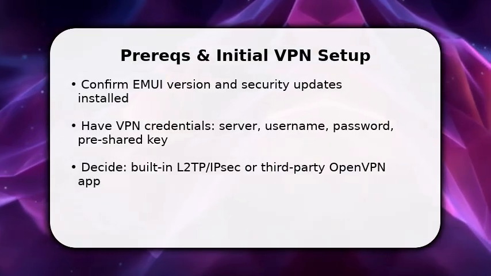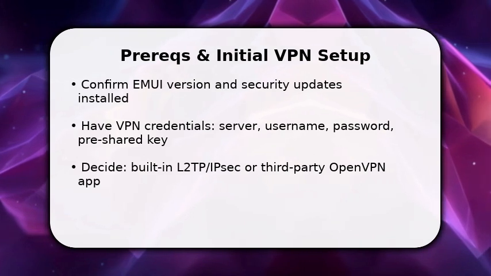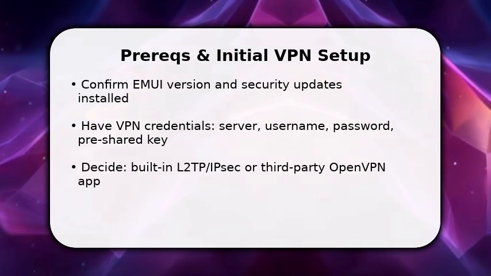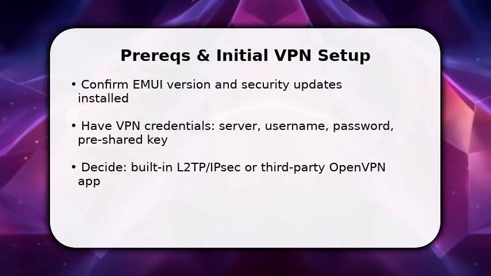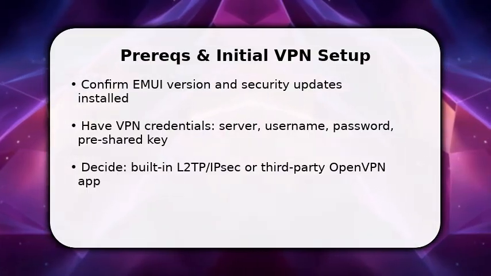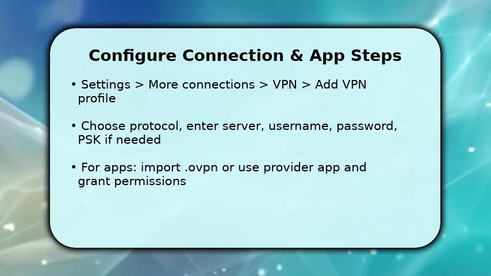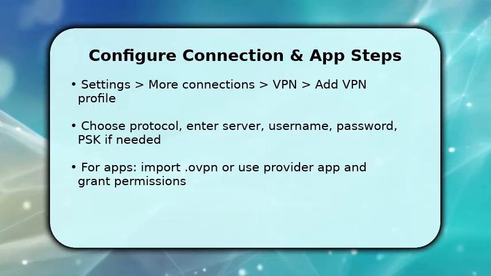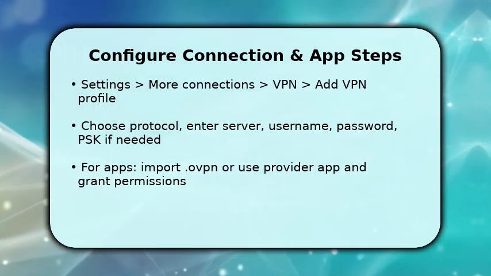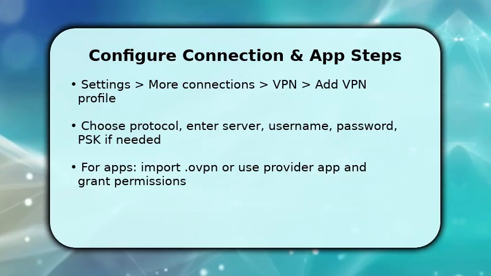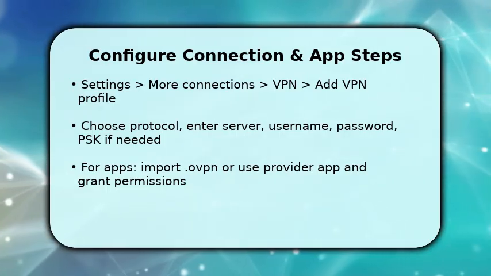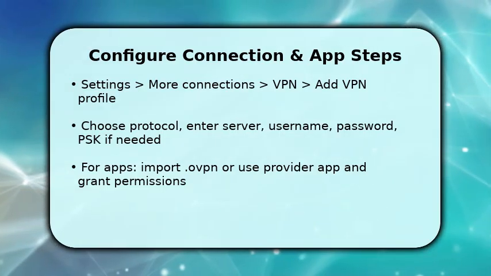Make sure cellular or Wi-Fi data is enabled before continuing, because the phone needs an active network to create the tunnel. You now configure the connection. Open Settings, More Connections, VPN, then add a VPN profile. Choose the protocol your provider recommends, enter the server address, username and password, and paste the pre-shared key when required. This establishes authentication and encryption.